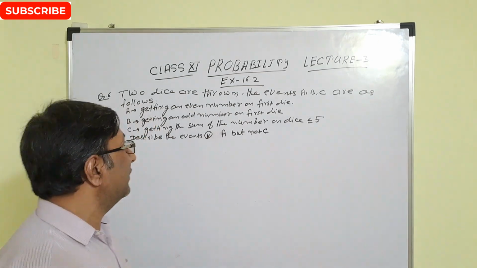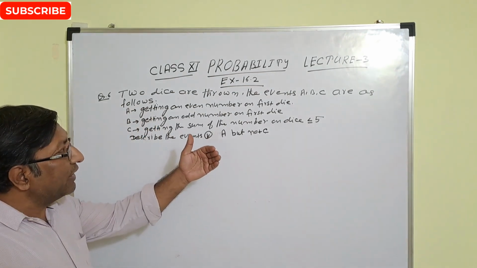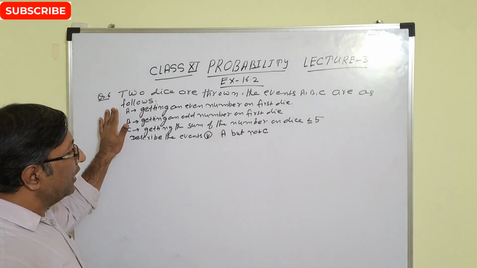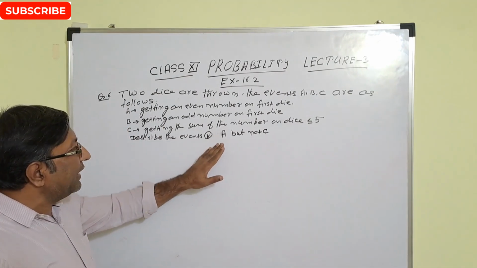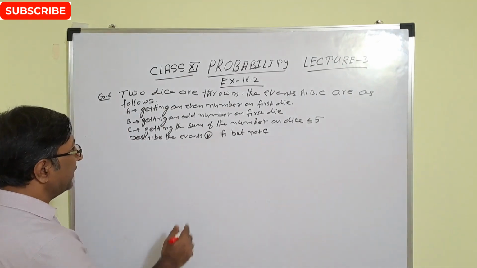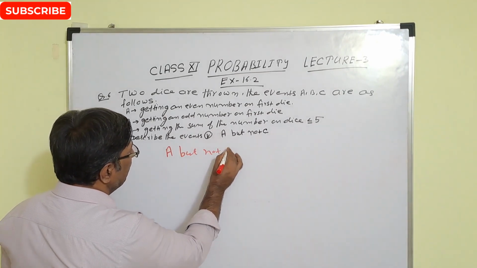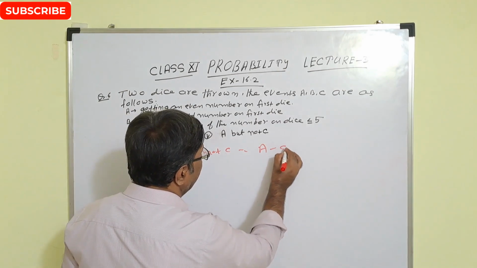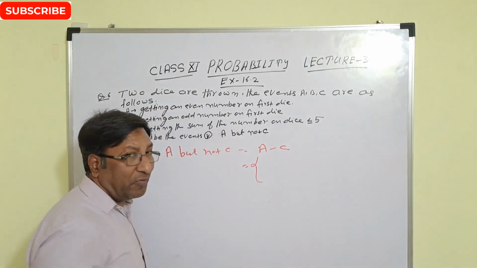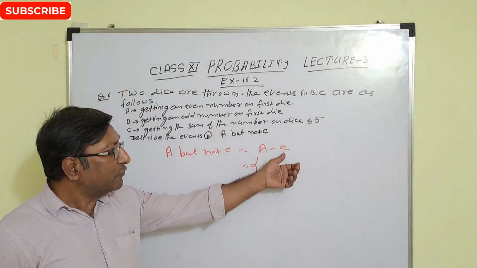Let us see the question. Question is, two dice are thrown. The events A, B, C are as follows. We have to describe the event A but not C. So A but not C means what? This is A but not C. That means A minus C. So A minus C is what? Remove the members of C from A.